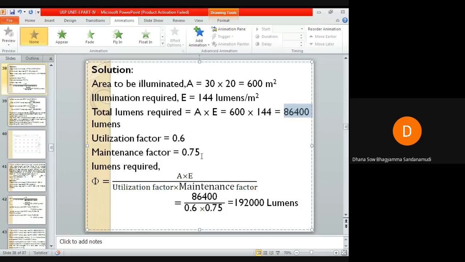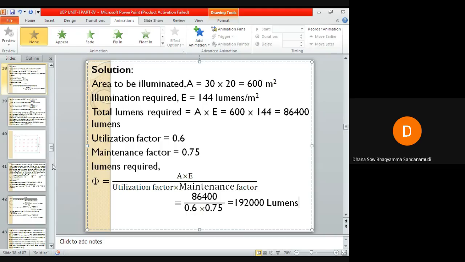Utilization factor is given, that is 0.6. Maintenance factor is 0.75. So the lumens required, phi equal to A into E by utilization factor into maintenance factor. Already you have determined A into E, that is 86400. Utilization factor is 0.6 and the maintenance factor is 0.75. You will get 192,000 lumens. This is the required lumens.